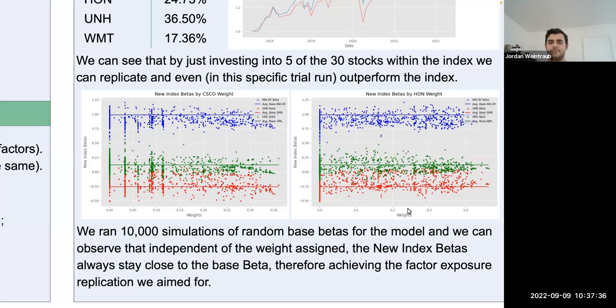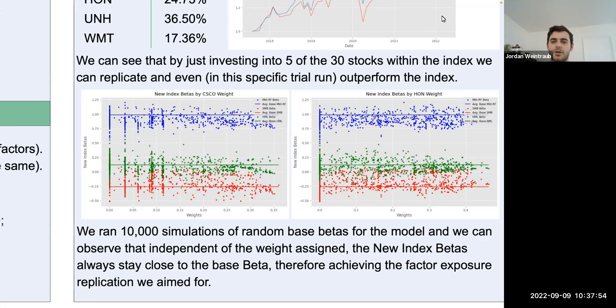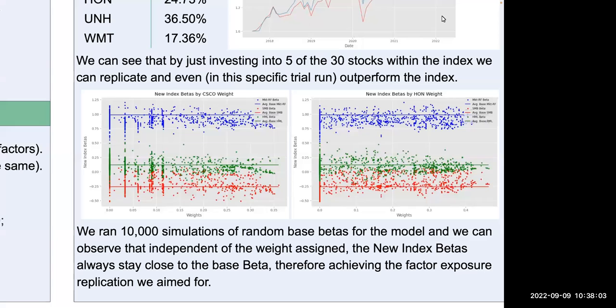Okay, I just want to spend a minute on that. I'm looking at Cisco and the other specific stocks on those two charts. Yeah, I just picked two of the stocks that better presented the graph. So are those the betas from the regression model for the portfolio or for the stock? For the stock. Well, okay. No.